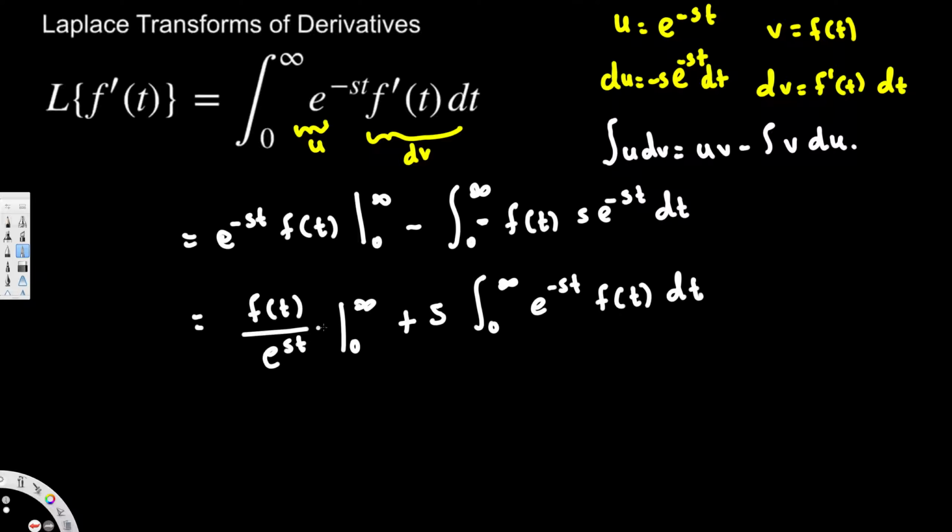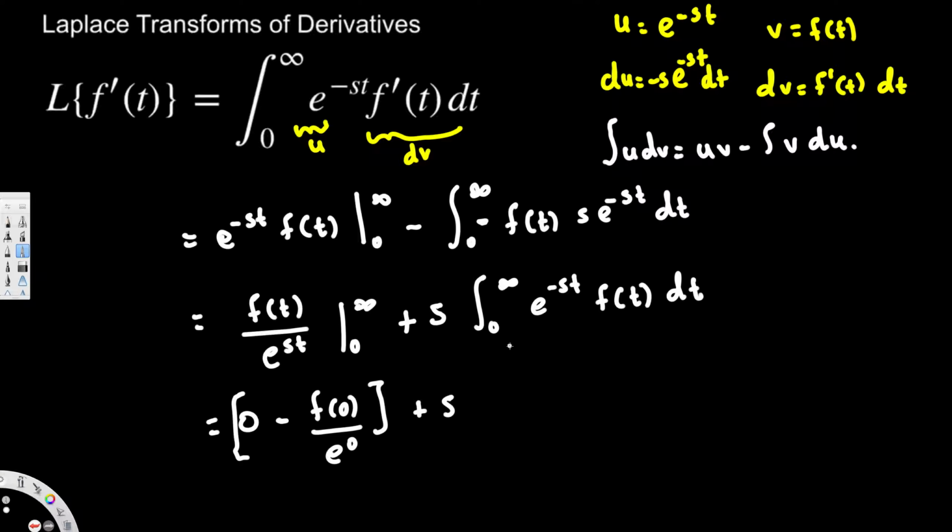Now from this you can see that when we plug in infinity, this is going to become 0, because we have a function of t but in the denominator we have e to the power st. The exponential is going to be much larger than the function, so this is divided by a big number, which means it becomes 0. Then when we plug in 0, the bottom part is e to the power 0, so we get f of 0 over e to the power 0. Let's leave this like this and continue here.